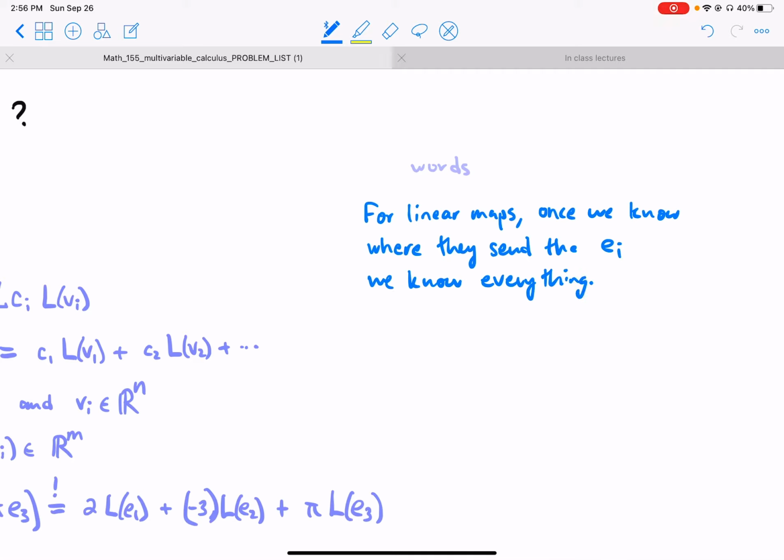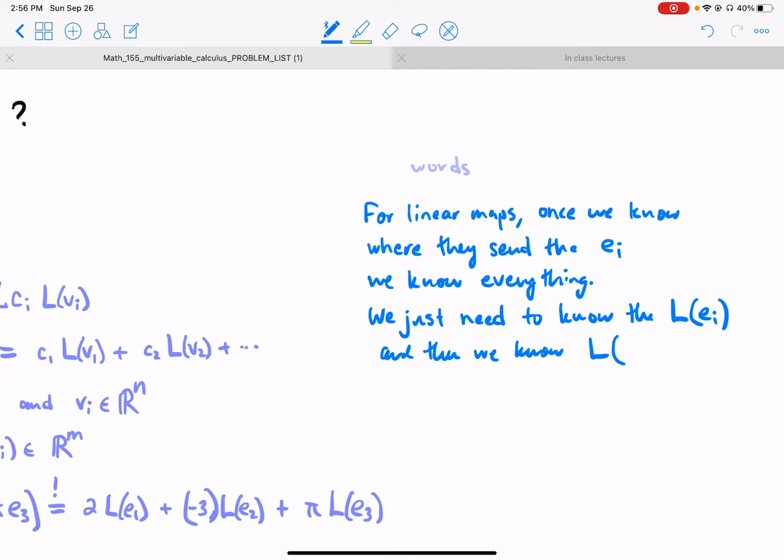Okay, so another way to say that is we just need to know the outputs, L applied to the ei, and then we know L of literally anything. Because that arbitrary vector v is equal to v1 e1 plus v2 e2, and by linearity, since we already know where e1 and e2 go, we know everything. We know L of v for all v in the input space.